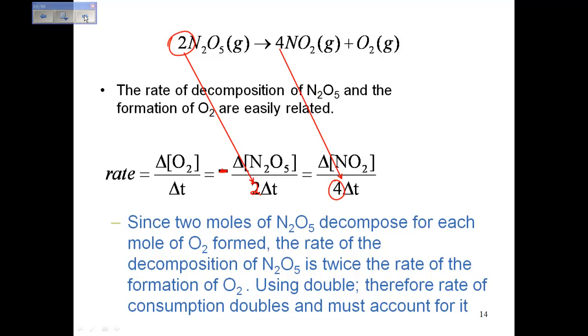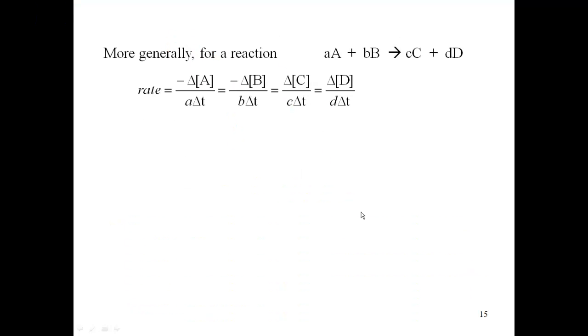So since 2 moles of N2O5 decompose for each mole of O2 formed, the rate of decomposition of N2O5 is twice the rate of formation of O2. We're using double, therefore the rate of consumption doubles, and we must account for it.